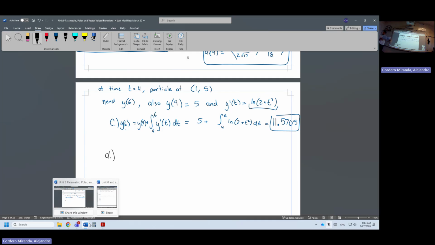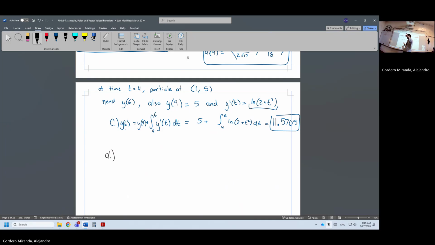Just so I don't have to scroll up, let me read it off my paper. It says, find the total distance the particle travels along the curve from 4 to 6. Again, this is another one that you just took a test on in Unit 8 for one-dimension motion, but this is no different. So for one-dimension motion, do you guys remember the setup for this?